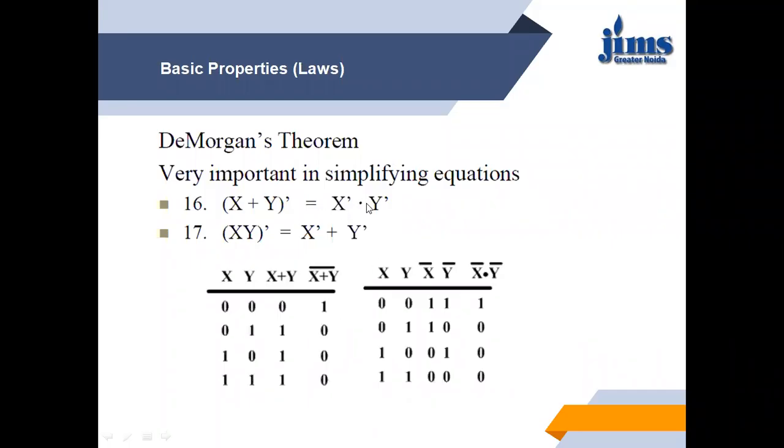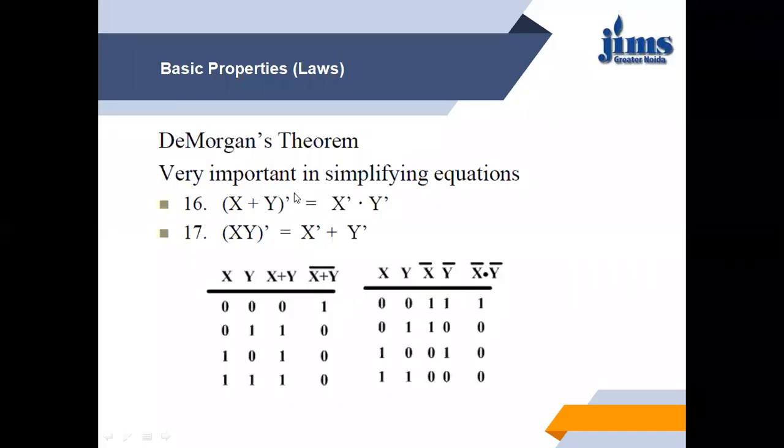For the right hand side, again we have x and y. We have to find x bar and y bar, where x bar is the complement of x and y bar is the complement of y. Then we AND them: 1 and 1 is 1, 1 and 0 is 0, 0 and 1 is 0, 0 and 0 is 0. So you can see 1, 0, 0, 0 is the output. Again here is 1, 0, 0, 0.